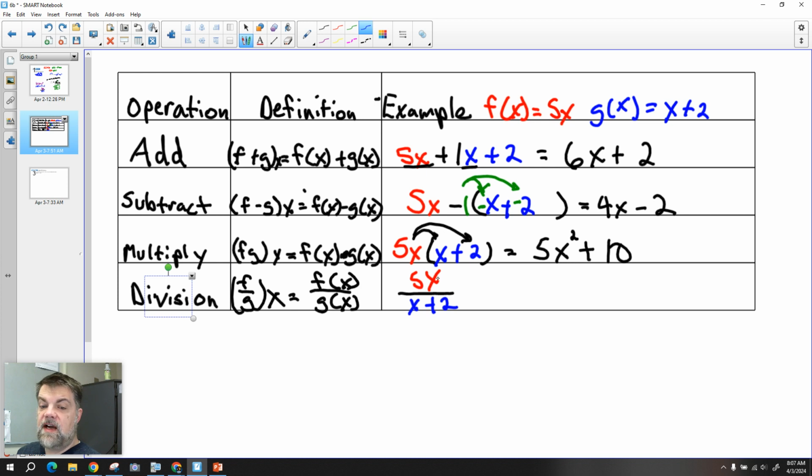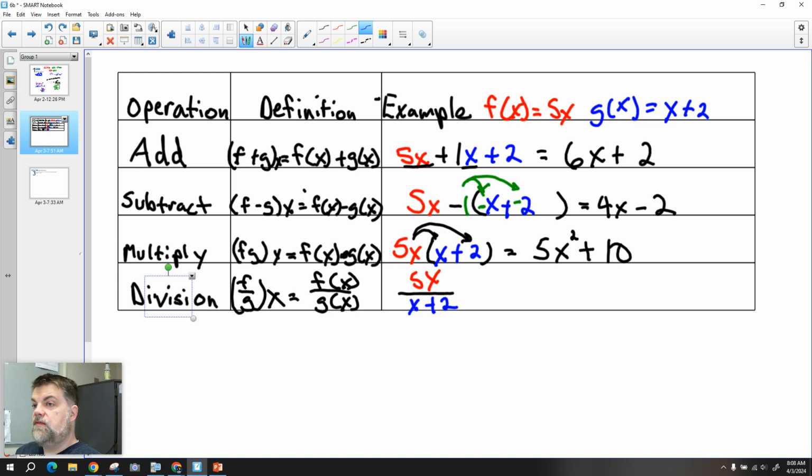And then when you look at that one, you really can't do anything. In other words, I can't factor anything out of the bottom. I can't factor anything out of the top. So there's really no way to simplify that fraction. Okay.